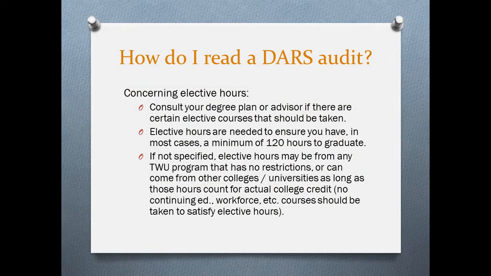When considering elective hours, consult your degree plan or advisor if there are certain elective courses that should be taken. Elective hours are needed to ensure you have, in most cases, a minimum of 120 hours to graduate. And if not specified, elective hours may come from any TWU program that has no restrictions, or they can come from other colleges or universities as long as those hours count for actual college credit. In other words, don't count on continuing education, workforce, or similar courses to satisfy elective hours.